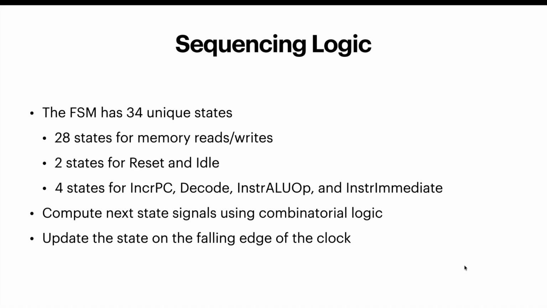For sequencing, the FSM has 34 unique states. 28 states are for the memory read-write protocols, 2 states for reset and idle, and 4 states for increment PC, decode, instruction ALU op, and instruction immediate. Compute next state signals using combinatorial logic, and update the state on the falling edge of the clock.